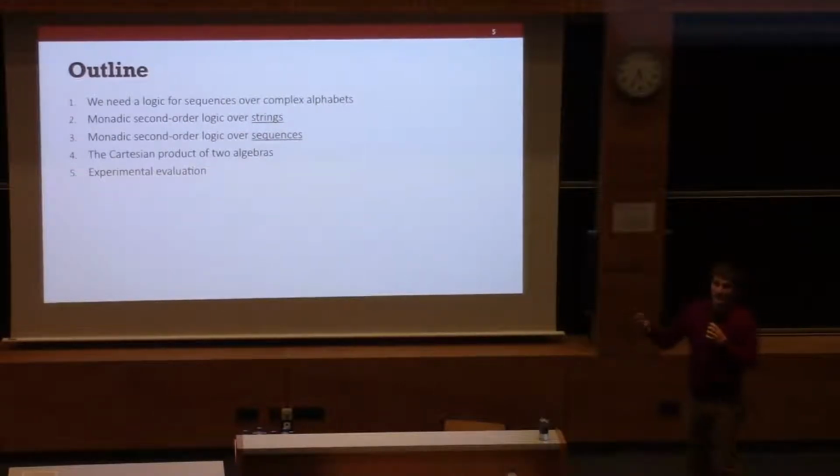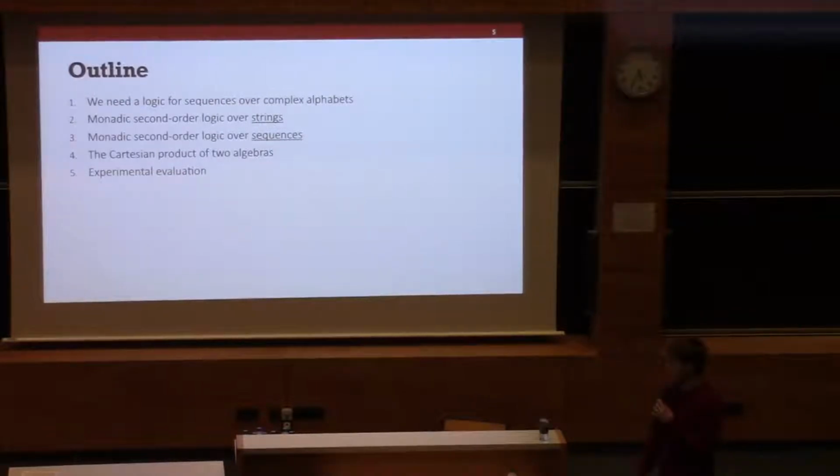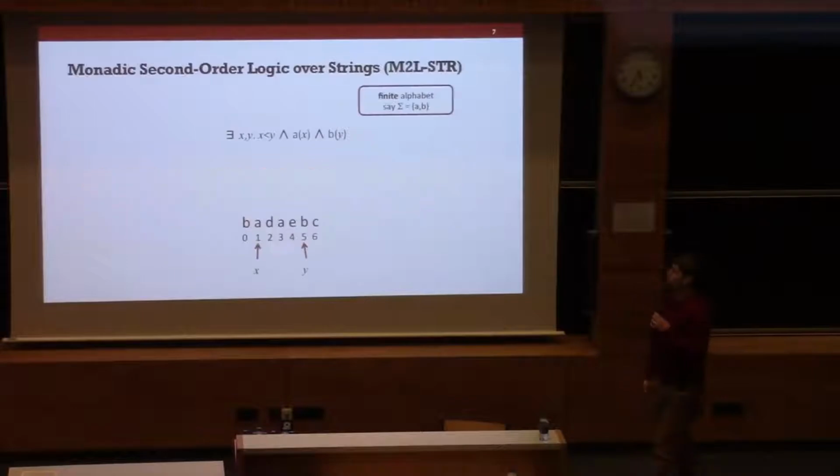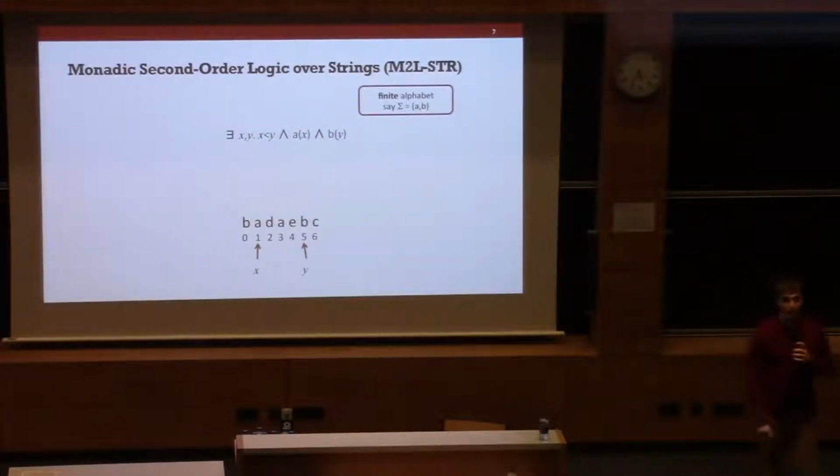I'm going to pick one such logic over strings, and I'm going to show you how you can make it work over sequences, so how you pass from finite to complex alphabets. And I'll show you some issues that arise in this transformation. And finally, I hope I'll show you that it works. So the monadic second order logic over strings is a very nice logic.